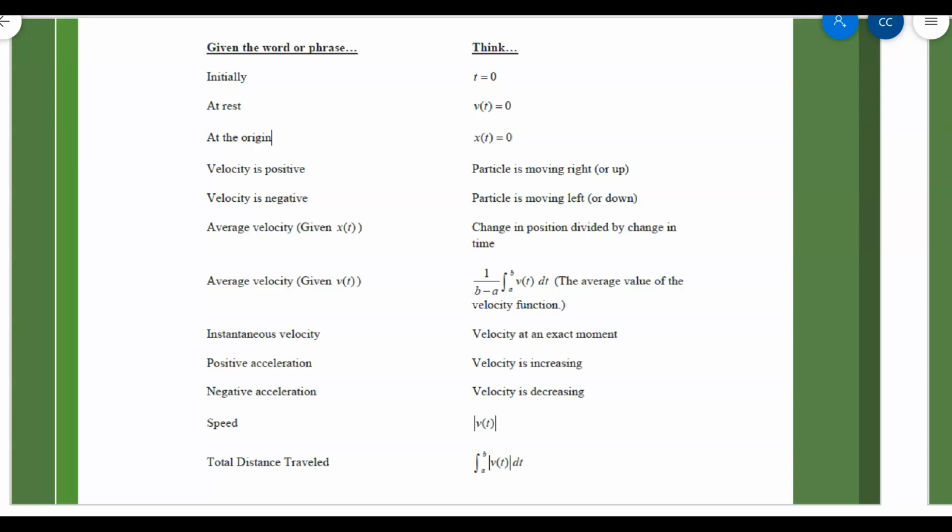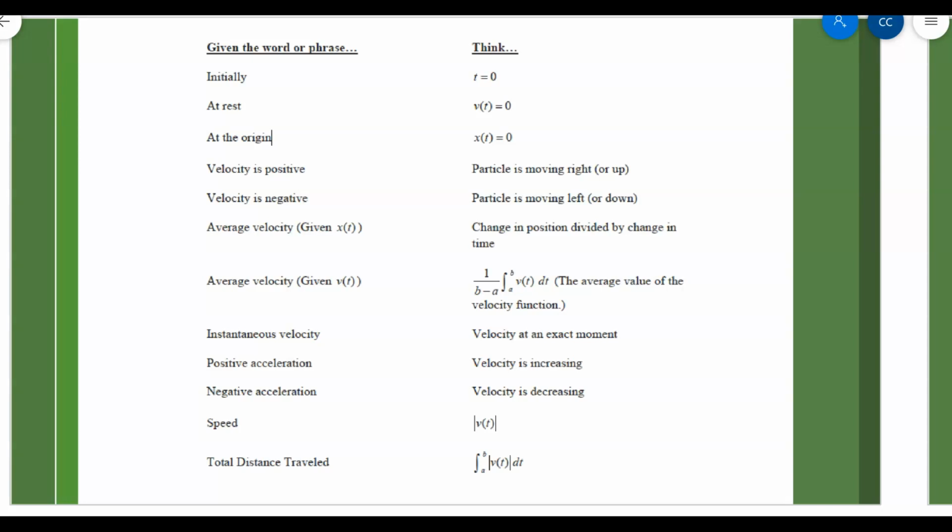Velocity is positive. This tells you the particle is moving right. Another way of talking about that is saying up. Velocity is negative. A particle is moving down or to the left. Average velocity is change in position divided by change in time. If you're looking for average velocity, you're talking about x of t.